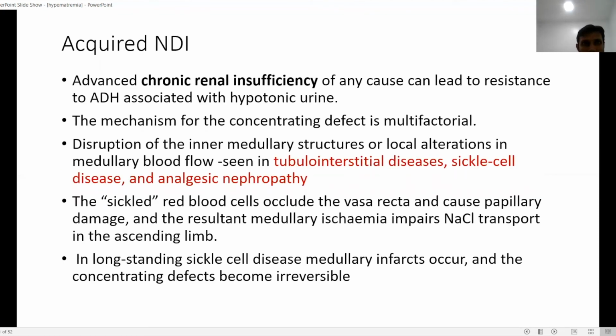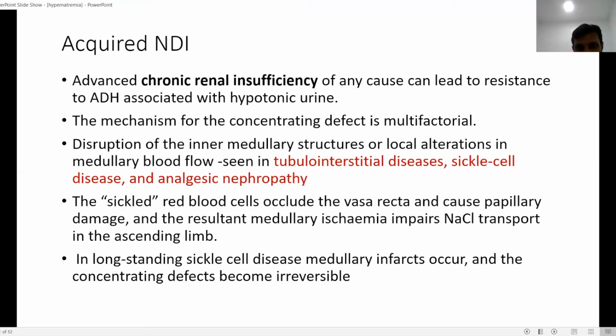So what are the causes of acquired nephrogenic diabetes insipidus? Advanced chronic renal insufficiency of any cause can lead to resistance to ADH associated with hypotonic urine. The mechanism of the concentrating defect is multifactorial. One is disruption of the inner medullary structure or local alteration in the medullary blood flow, which is seen in tubulointerstitial diseases, sickle cell disease, or analgesic nephropathy.